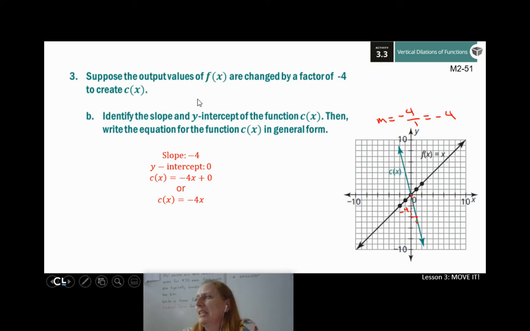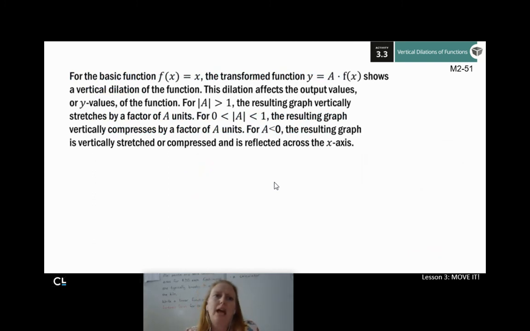So it looks like my slope was affected this time, not my y-intercept. But some strange things are happening here. For the basic function f of x equals x, the transformed function y equals a times f of x shows what we call a vertical dilation of the function. A dilation just means you're either stretching it or shrinking it, and this dilation affects the output, or y values, of the function.